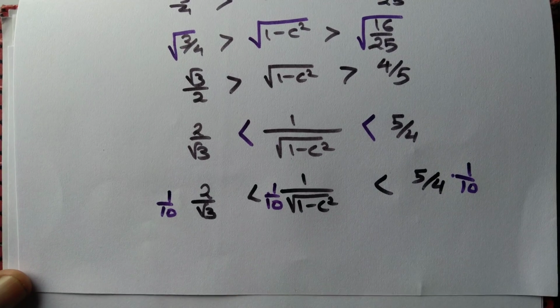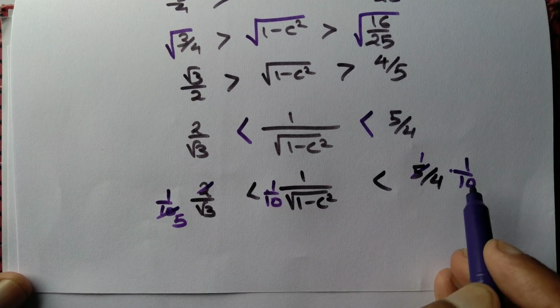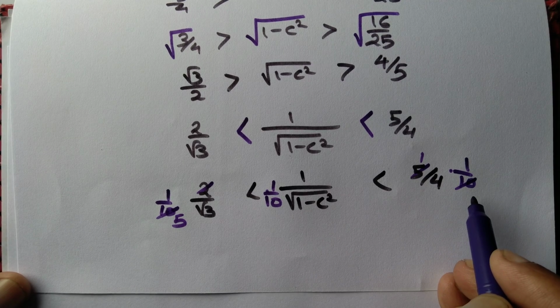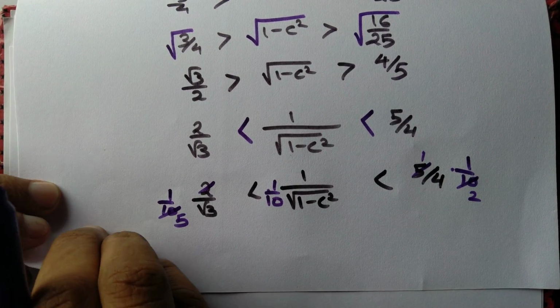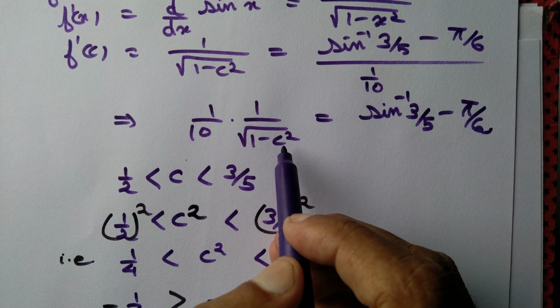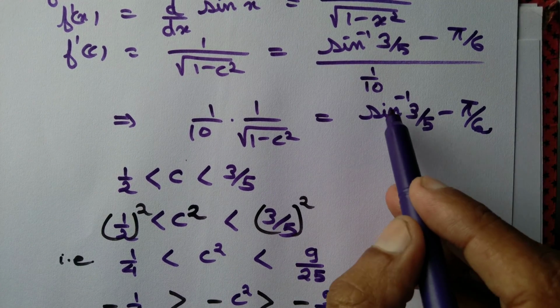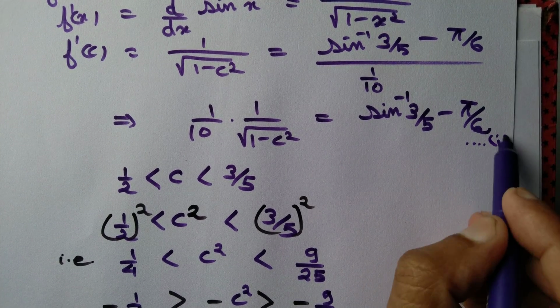Oh, we can cancel by 2. 2 times 5 is 10. We can cancel by 5, and we get 1 by 2. And this expression, 1 by 10 of 1 by root over 1 minus c square, is simply equal to sine inverse of 3 by 5 minus pi by 6.